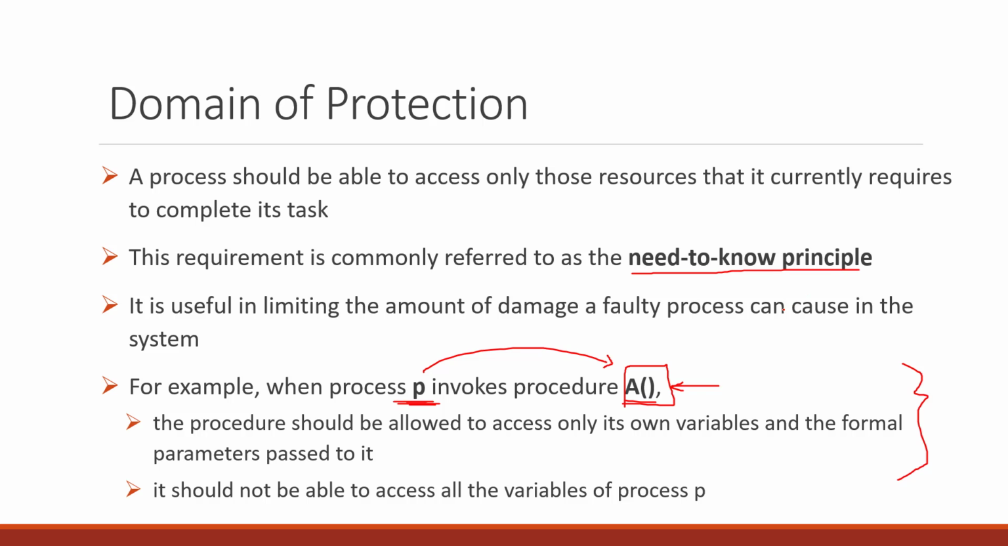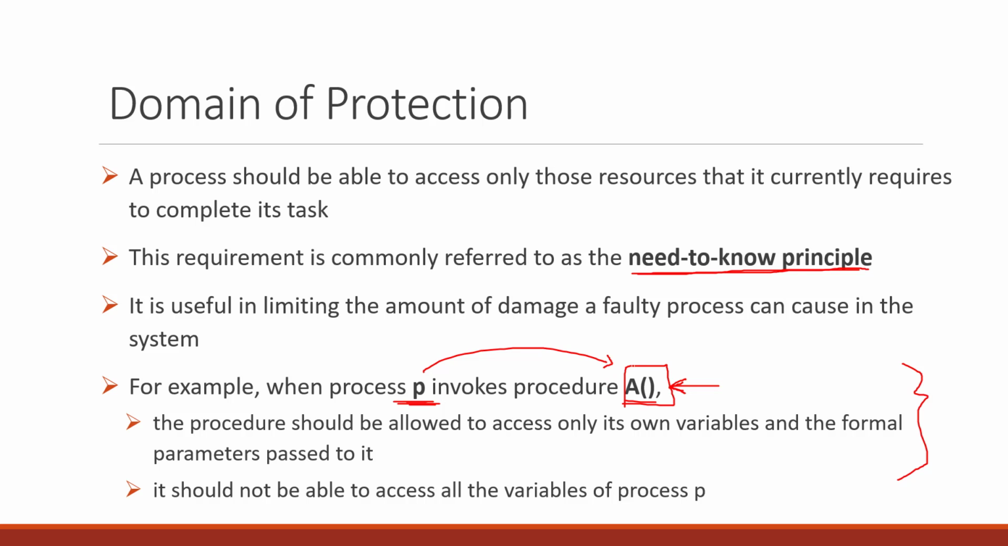Normally, the process should be able to access only those resources that it needs. So a process should not be given resources that it is not looking for, or that it is not asking for. And that's why it's called the need to know principle. A process should need to know only those things that it is looking for.